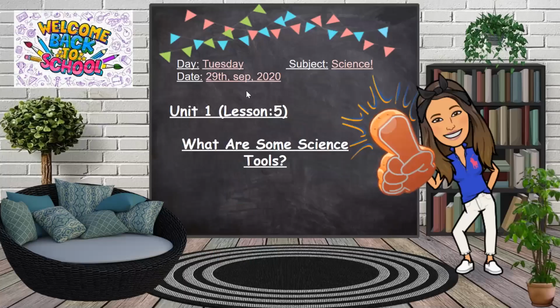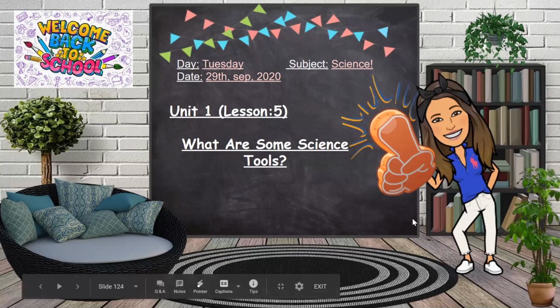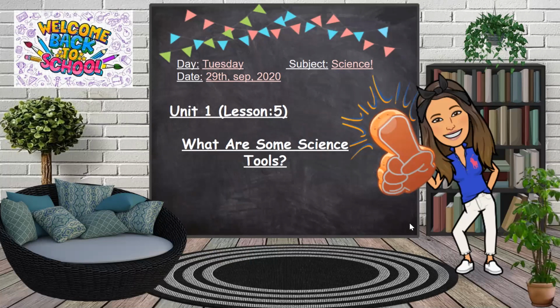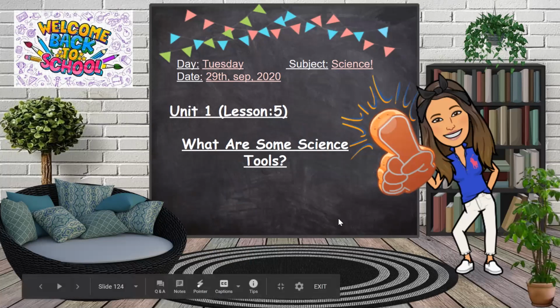Today is Tuesday. The date is 29th of September 2020. We're studying lesson 5. What are some science tools? Finally, enough with the investigations, enough with the scientific methods and all that. Now let's learn how tools can help you to do your investigations, okay?